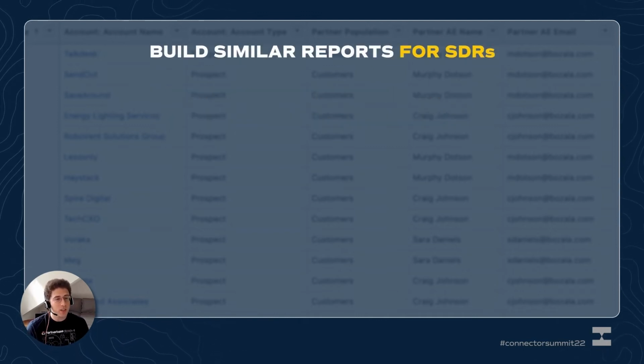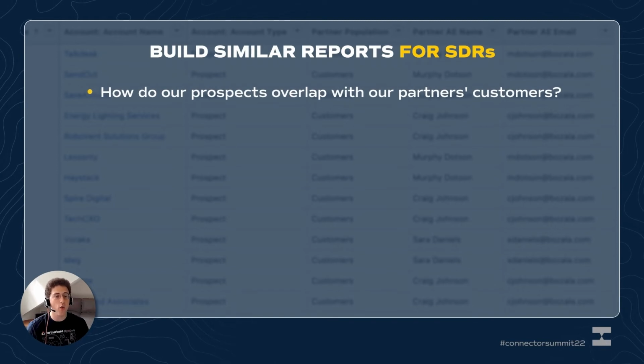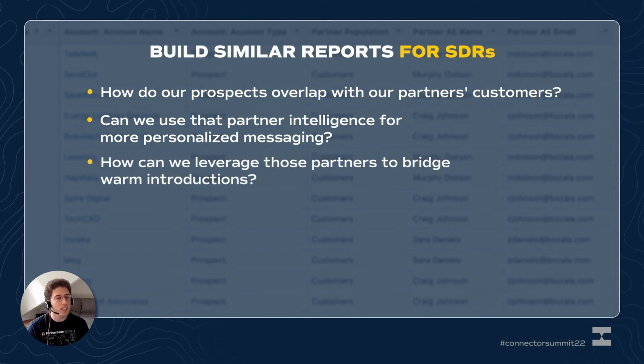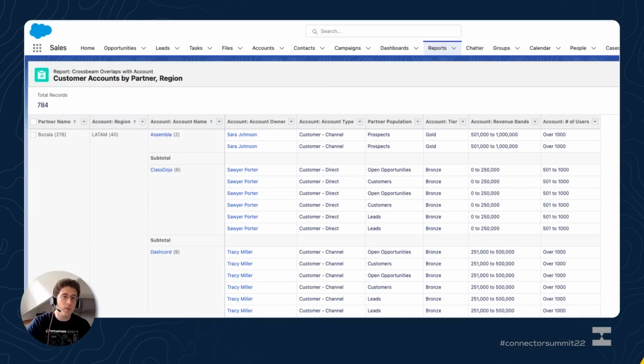You can also build a similar report to this for your business development team, your SDRs, to answer questions like, how do our prospects overlap with our partners' customers? Can we use that partner intelligence for more personalized messaging? How can we leverage those partners to bridge warm introductions? This other report, Customers by Partner and Region, will show you all of your customers that overlap with a given partner.